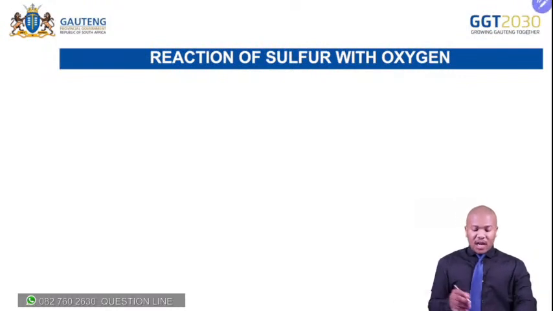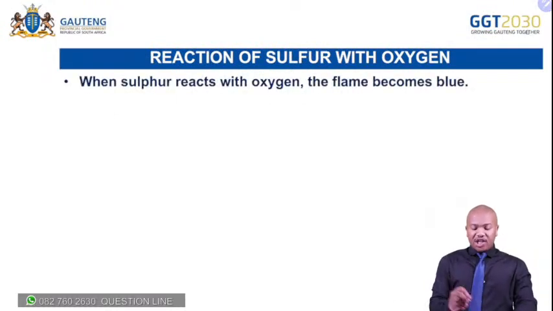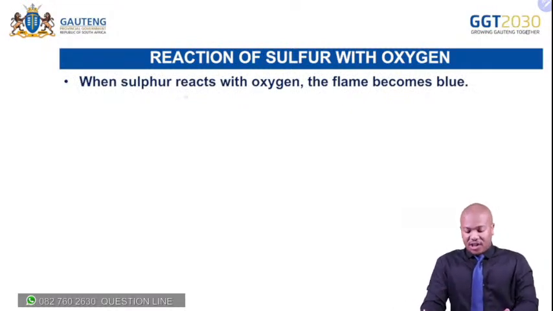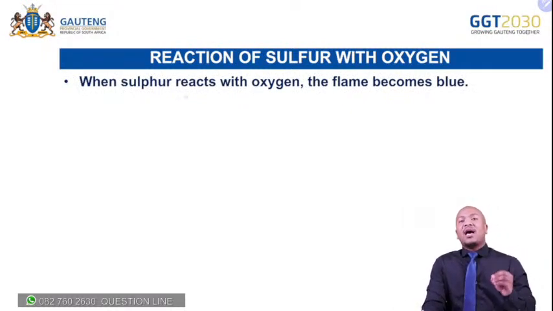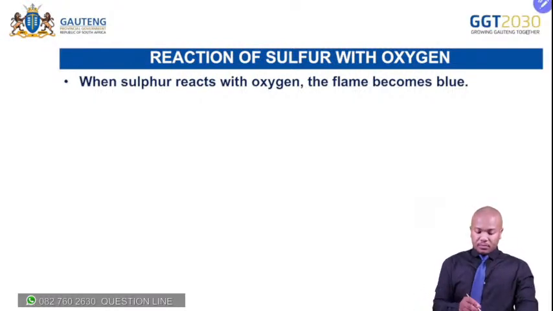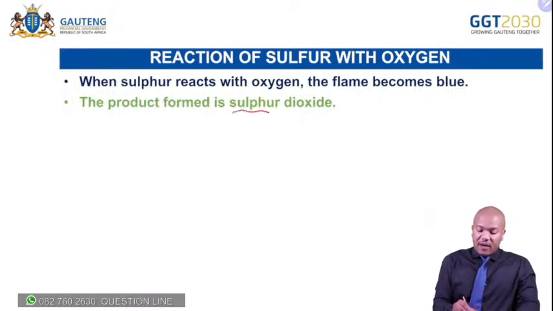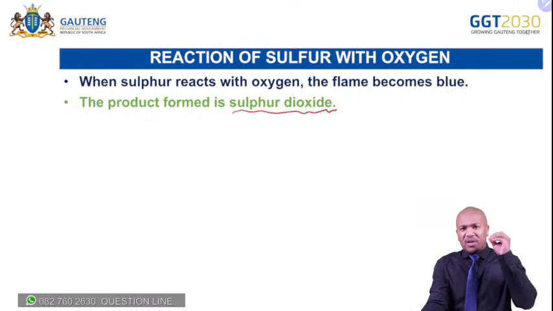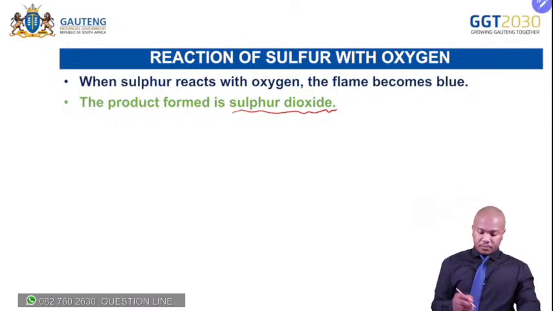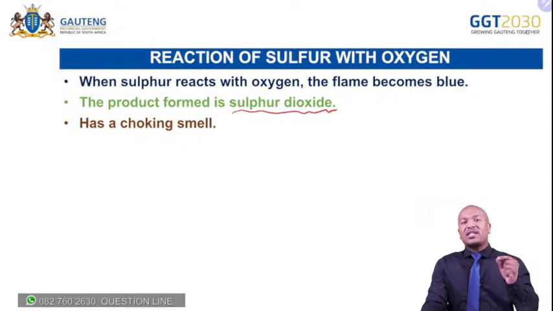Right. So now, when sulfur reacts with oxygen, the flame becomes blue. It becomes a blue color. So the product that is formed as a result is sulfur dioxide. So when you react sulfur with oxygen, a product which is sulfur dioxide will form. Also, that product has a choking smell.